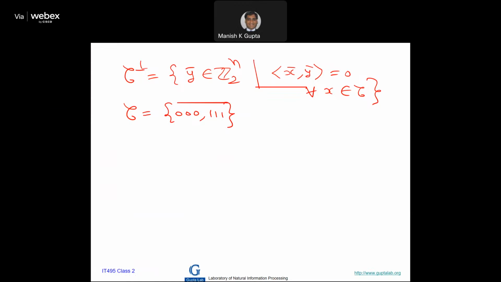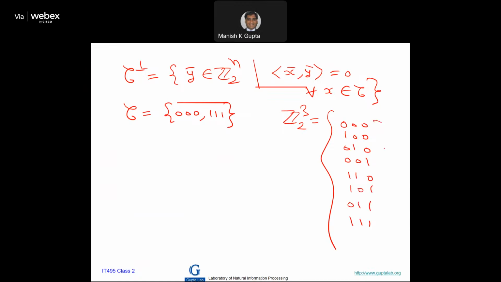And now I can write down what is Z_2^3. Z_2^3 will be 0, 0, 0; 1, 0, 0; 0, 1, 0; 0, 0, 1; 1, 1, 0; 1, 0, 1; 0, 1, 1; 1, 1, 1. All 8 vectors are here of the whole space and C is given to us. Now our job is to find out C perp. Can we do it now? So what we need to do basically, C perp will be all those vectors in the whole space which are orthogonal to every vector here.